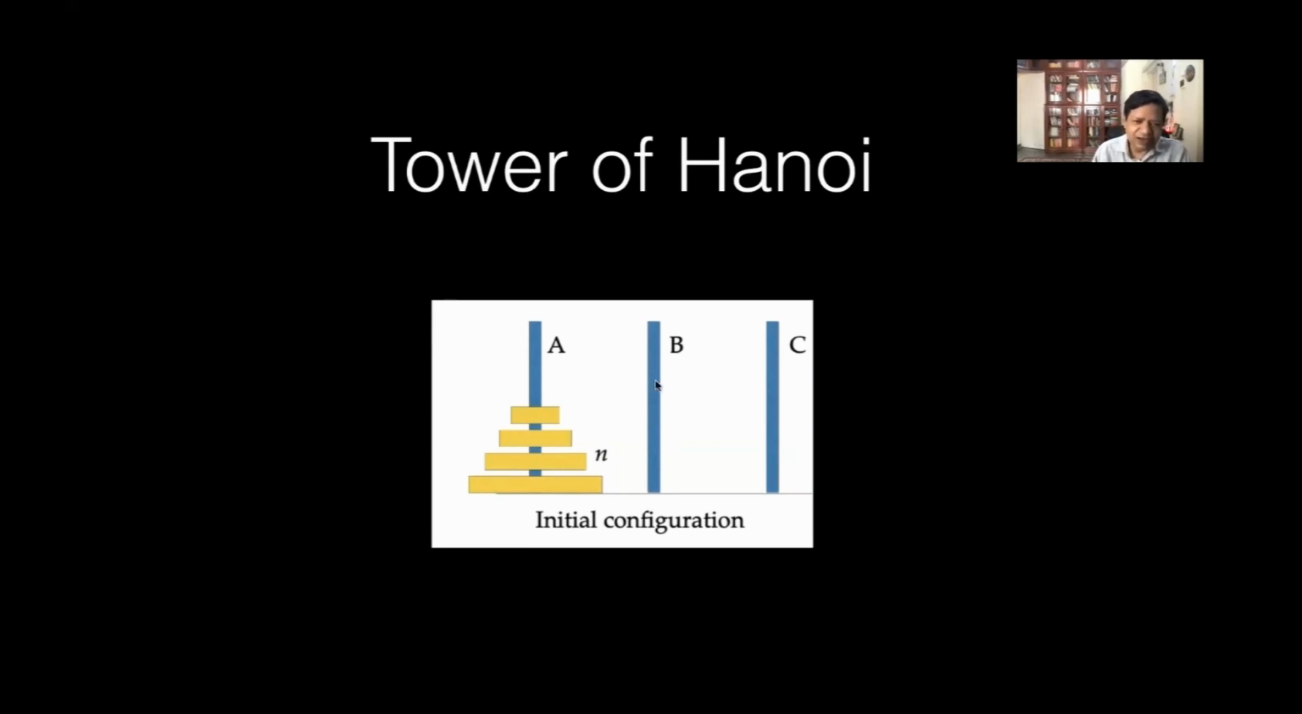Okay. Now the rules are the following. You can transfer one disc at a time. You can't take all four of them and put them there. So one disc at a time. Rule number one. Rule number two is that a bigger disc cannot sit on top of a smaller disc. For example, I cannot put a small disc here, then put the bigger disc on top of the small disc. That's not allowed. So the smaller disc has to be sitting on top of a bigger disc. Okay. So that's the idea.